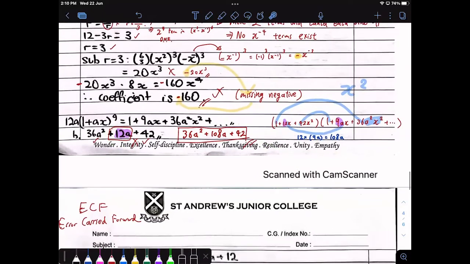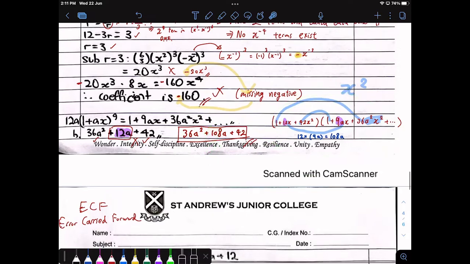Let me read the question. Coefficient of x squared, you need to multiply 3 different terms together. Okay, 36a squared times 1, 12x times 9ax, and then 1 times 42x squared. Okay? If I am not mistaken, let me just double check. Yeah, correct. You just have to multiply them all together, and then you get your coefficient of x squared. I think you miscalculated here. Should be 108. Can go and check again.